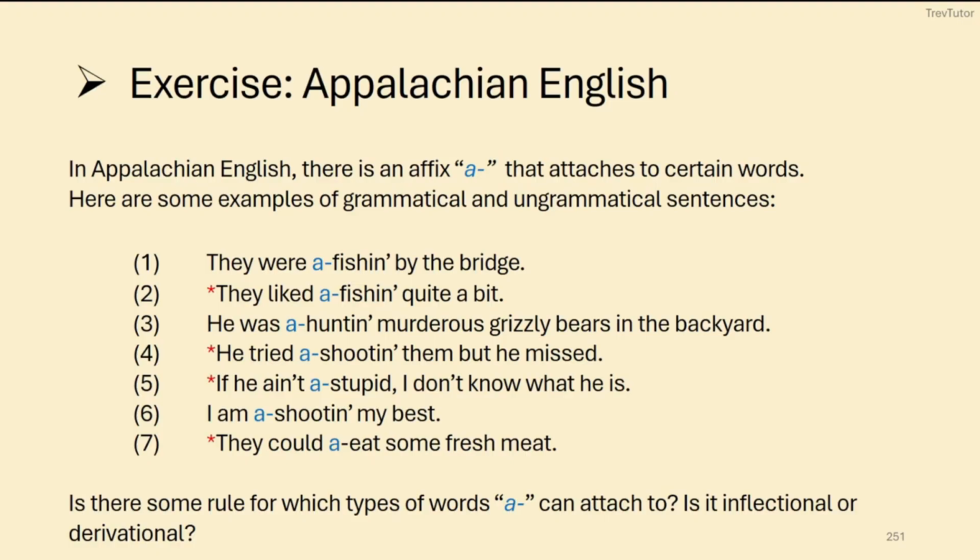So in 1, they were a fishin' by the bridge. That's fine. In 3, he was a huntin' murderous grizzly bears in the backyard. That's fine. 6, I am a shootin' my best. That is fine too. But 2, 4, 5, and 7 are not okay.